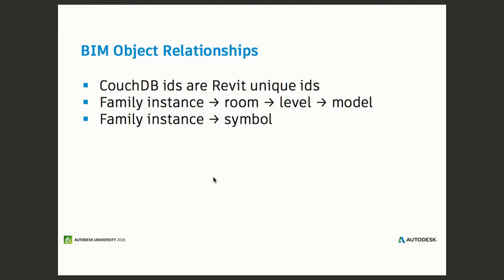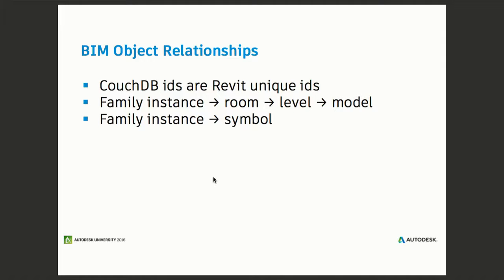When I navigate down to it, I go to the room and say, where are your family instances? And it says, I don't know. So I have to implement a database query, a view, to give me that information. So that's how I navigate through this hierarchy.